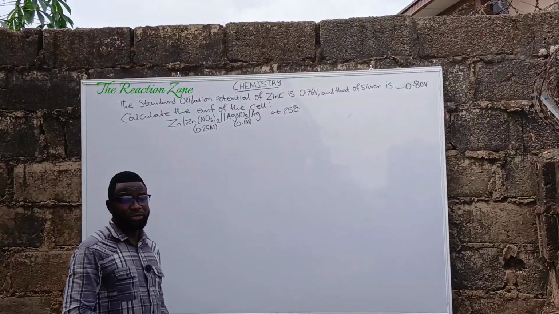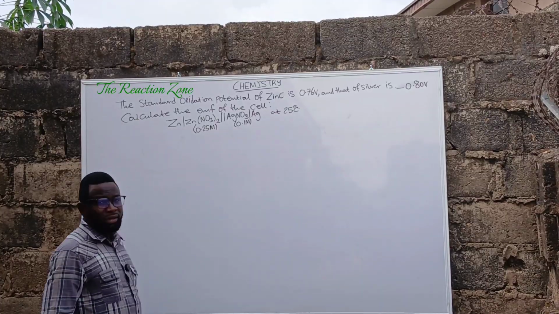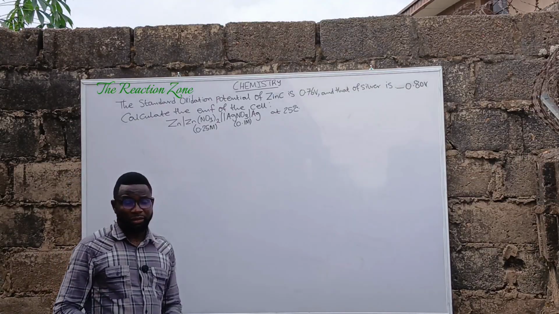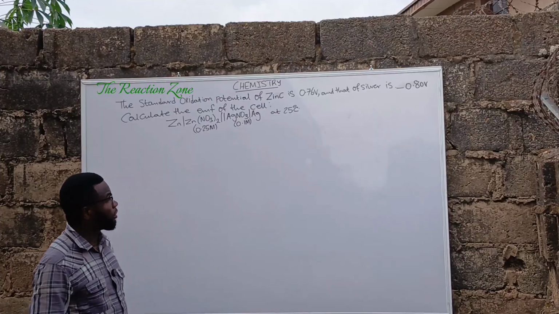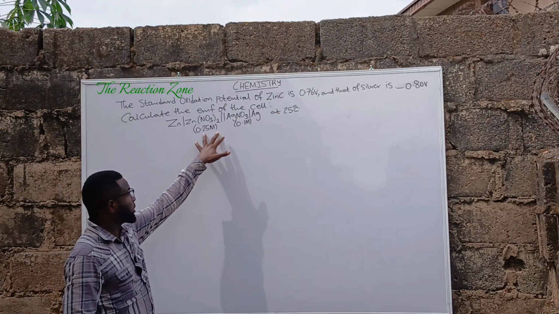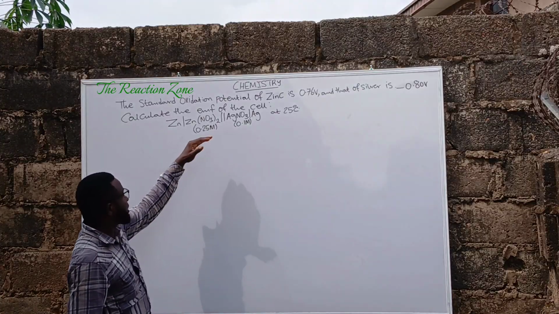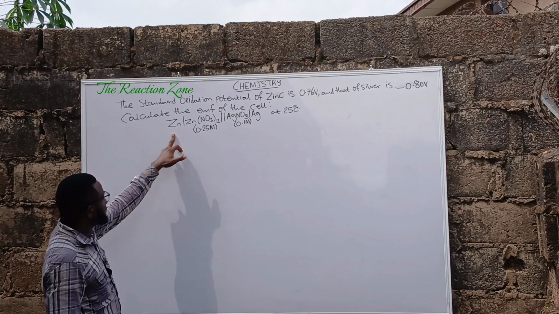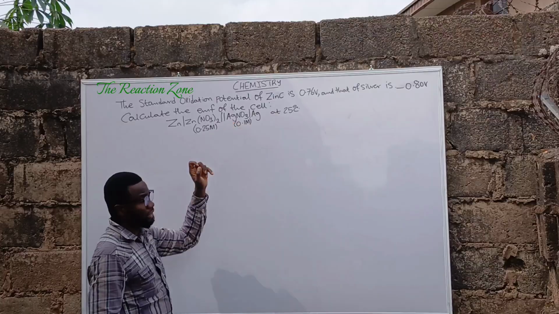In today's lesson, we're going to look at how to solve this question on electrochemistry as on the board. And the question is as follows. The standard oxidation potential of zinc is 0.76 volts and that of silver is minus 0.80 volts. Calculate the EMF of the cell at 25 degrees Celsius. So this is the EMF of the cell. It consists of zinc dipped in zinc nitrate and silver dipped in silver nitrate.